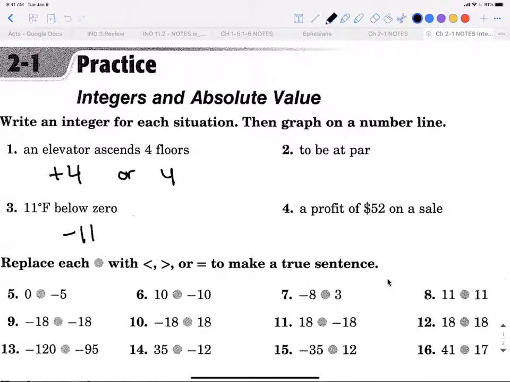What is a profit of $52? Yeah, a profit means you gain money. So you could write that as either plus 52, or you can just write it as 52. No. Because you just want, and we're going to go back here in a second, we're going to graph each one of these. It just wants you to write an integer. So you just need to write the number.